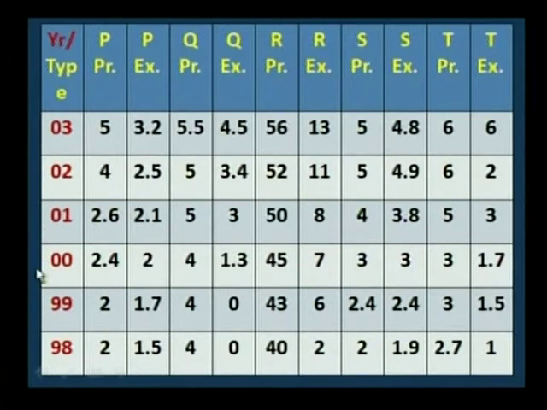So, these are the row headings: 2003, 2, 1, 2000, 1999, 1998. Once again I am giving you the column values. First column is 5, 4, 2.6, 2.4, 2, 2. Next 3.2, 2.5, 2.1, 2, 1.7, 1.5. Next 5.5, 5, 5, 4, 4, 4.